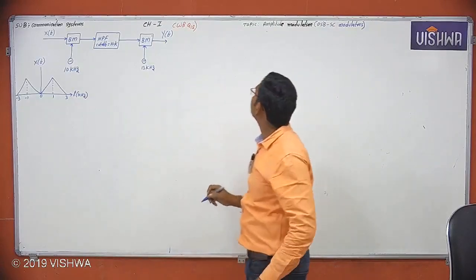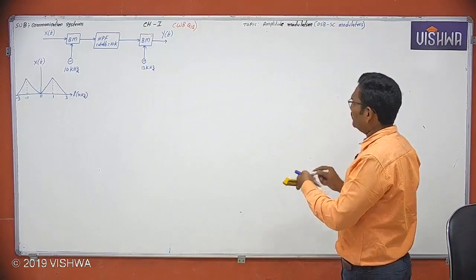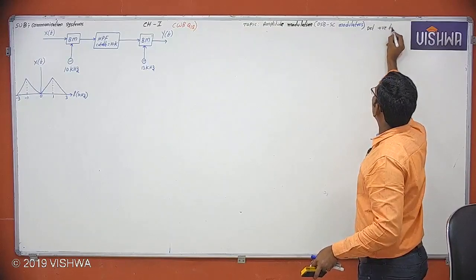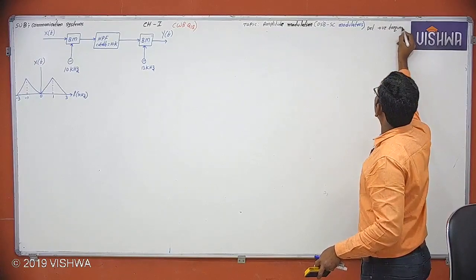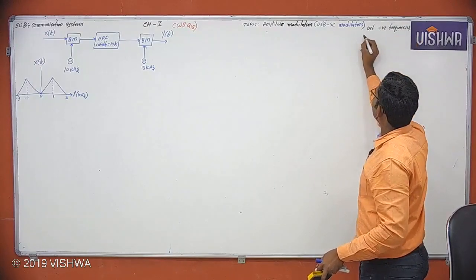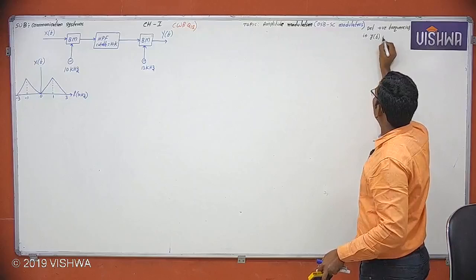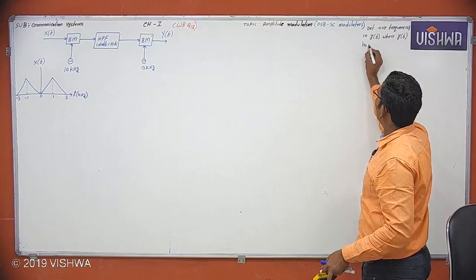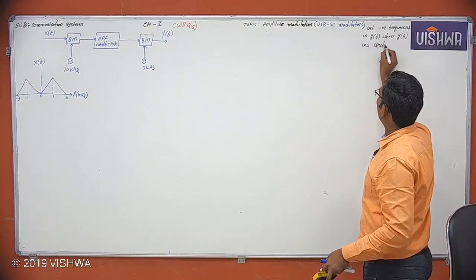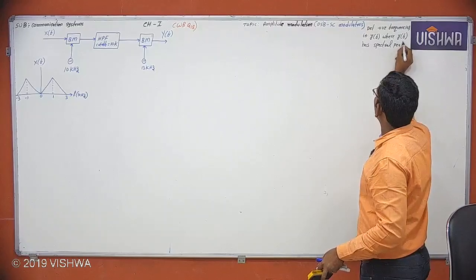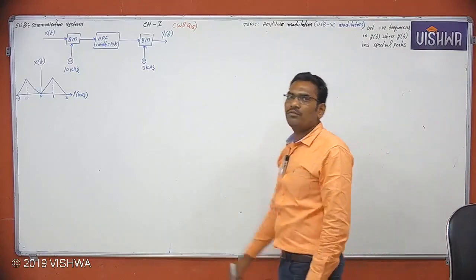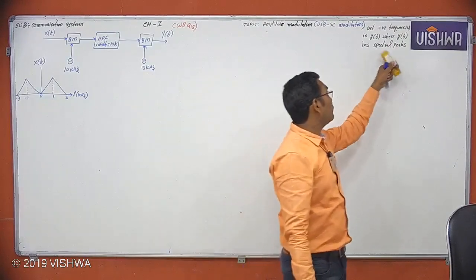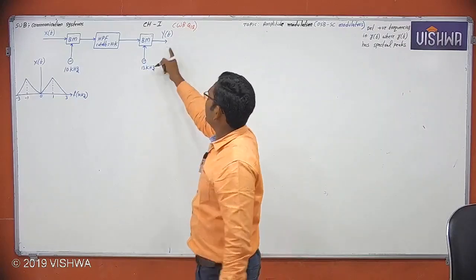Now what is the question? Determine positive frequencies in y of f where y of f has spectral peaks. Determine positive frequencies in y of f where y of f has spectral peaks. So first we want to find y of f.